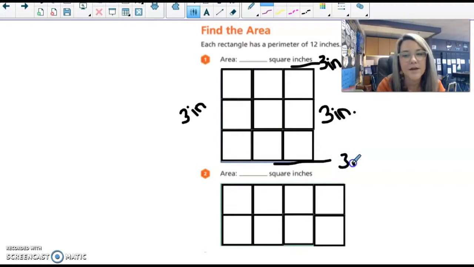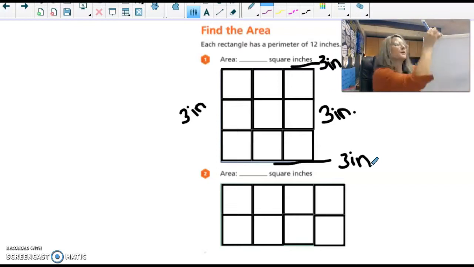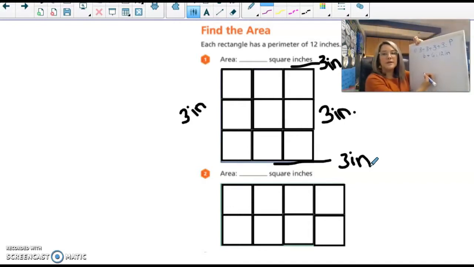All right, so to find the perimeter of number 1, we add all the sides. Okay, so the perimeter, 3 plus 3 plus 3 plus 3 equals, our perimeter, 6 plus 6, that equals 12 inches. So for our first figure, we have a perimeter of 12 inches. Okay?